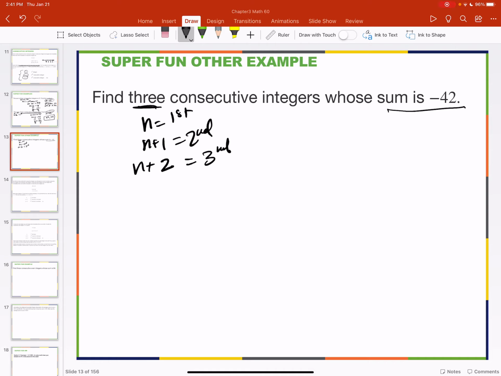Okay, now when you have consecutive integers, you can also think about consecutive even and consecutive odd.